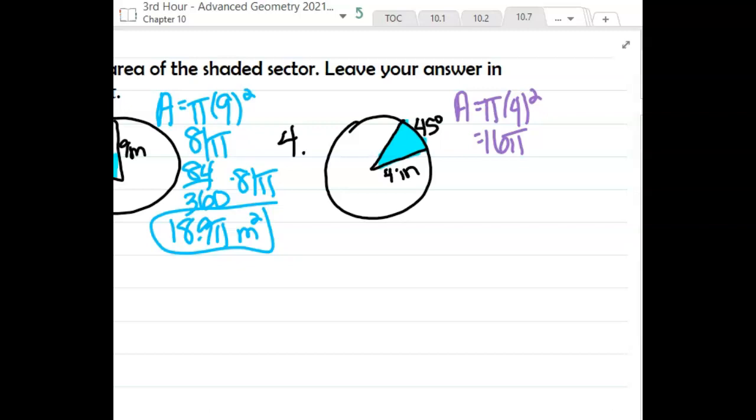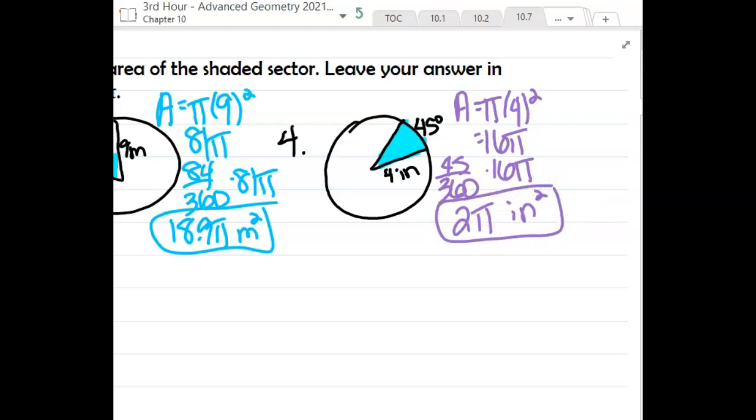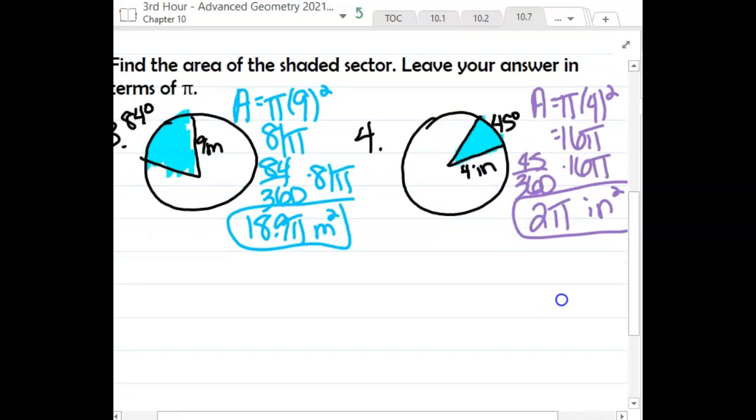What part of the circle am I working with? How much of the circle? 45 out of 360. So we're going to multiply that by 16 pi. That'll give you 2 pi inches squared. 2 pi inches squared. Is it making sense? Basically the same thing as yesterday, but instead of circumference, we are looking at area.